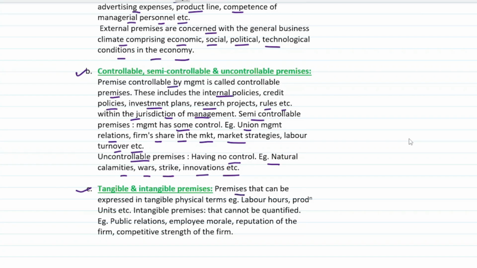Now, premises that can be expressed in tangible physical terms, which you can see and which basically exist in nature, which can be felt, are called tangible premises. These can be what? Labor hours, production units, etc. Right? Similarly, an intangible premise is one that cannot be quantified, right? So what exactly can be an example of an intangible premise? Public relations, employee morale, reputation of the firm, competitive strength of the firm. So these basically are the intangible premises, right?